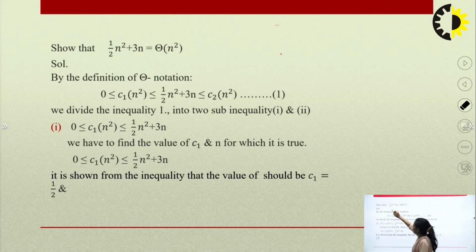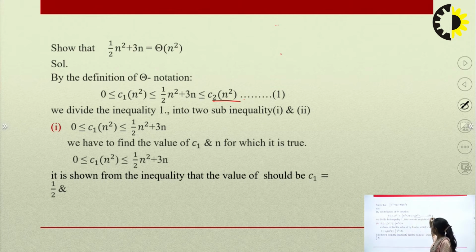We have to prove that 1 by half n square plus 3n is equal to theta of n square. So, by the definition of theta notation, which we have shown in the previous slide, you can write that 1 by half n square plus 3n lies between C1 n square and C2 n square. Fine.